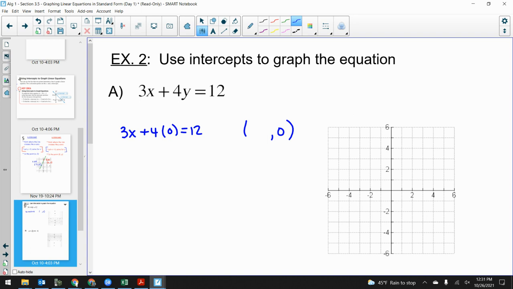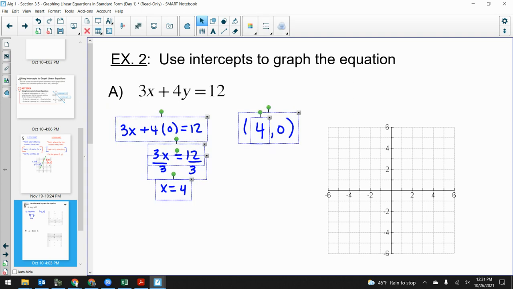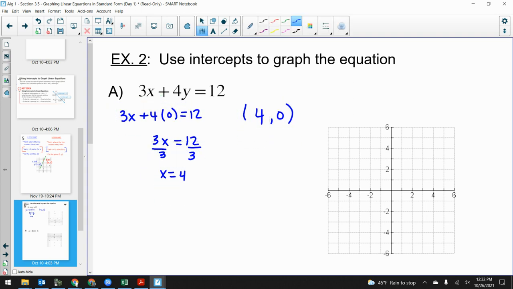Now, what's going to happen with 4 times 0? What's going to happen when you take 4 times 0? It's going to be 0. So essentially, that term is going to just cancel out. I divide by 3, and I get x is equal to 4. Okay, that means it's 4, comma 0. That is my x-intercept. Okay, we solved for our x-intercept.